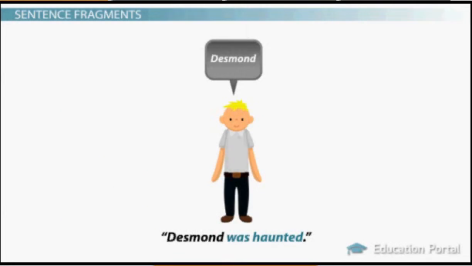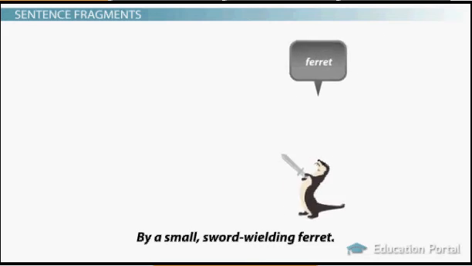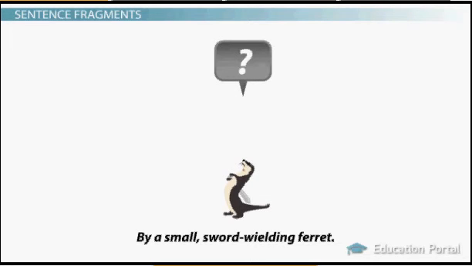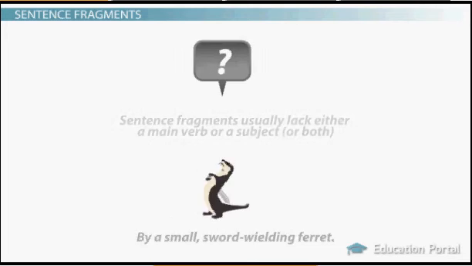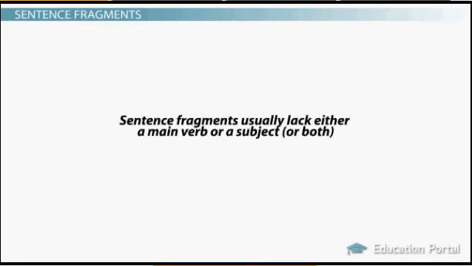Desmond was haunted. Okay, that part's a complete sentence. By a small sword-wielding ferret. The second sentence is a fragment because it no longer contains a main verb or subject. We have the subject of sword-wielding ferret, but it's hanging out on its own. Sentence fragments usually lack either a main verb or a subject, or both.